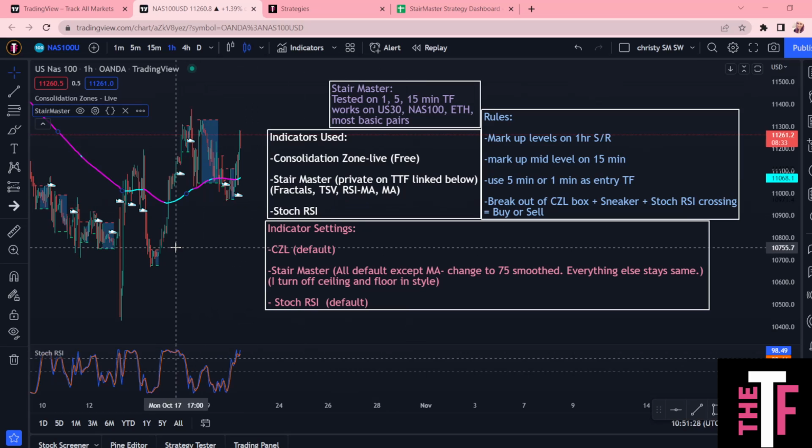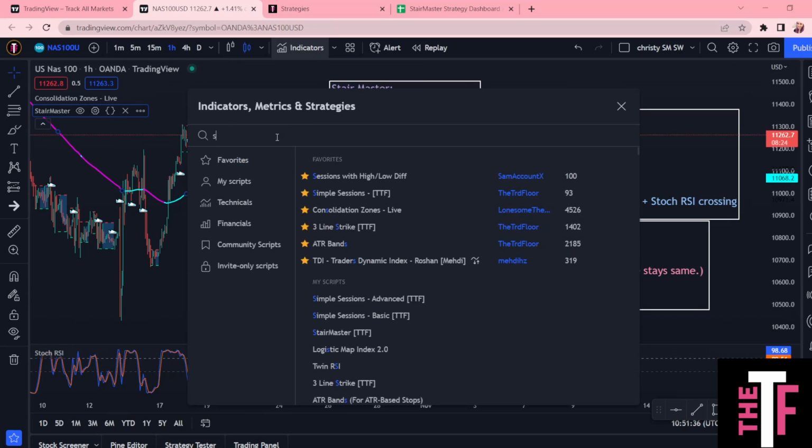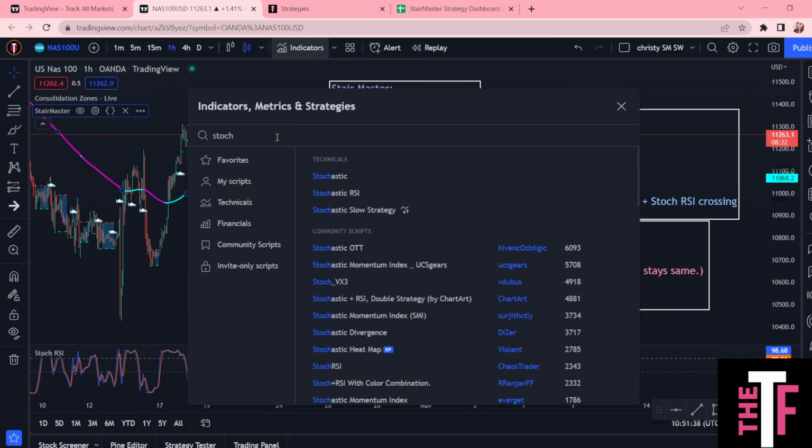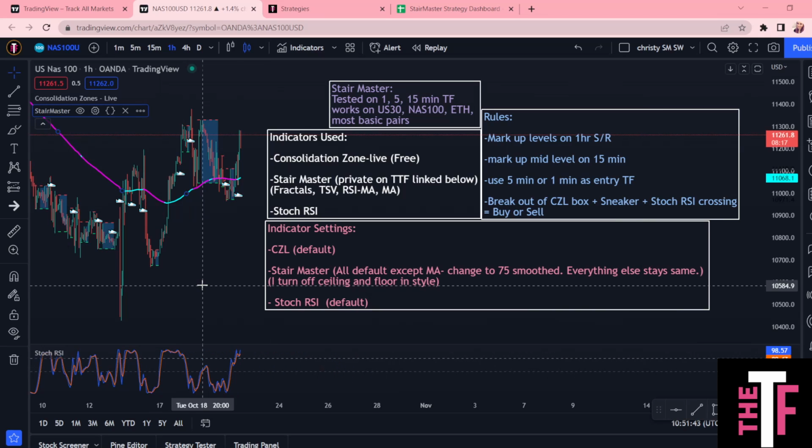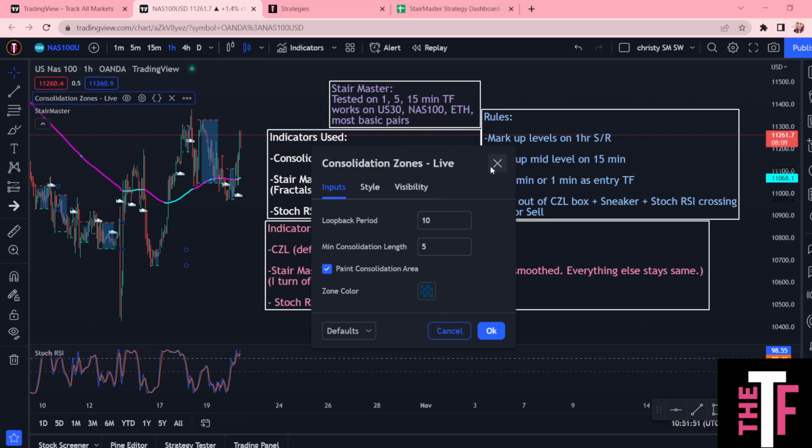The third indicator you're going to need is the stochastic RSI, and that is what's down here on the bottom. Again, just searchable in your indicators, and you can just use the built-in one in TradingView, which is this stochastic RSI. So as far as the indicator settings, Consolidation Zones Live, that was one of the free ones. That's just default. You don't need to change anything, just 10 and 15.